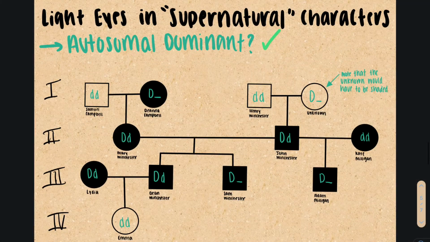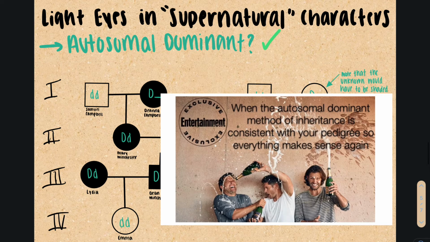In the case of autosomal dominant, all the unshaded shapes must have two recessive alleles and the shaded shapes must have at least one dominant allele. We can see that this is the only method of inheritance that is consistent with our pedigree.